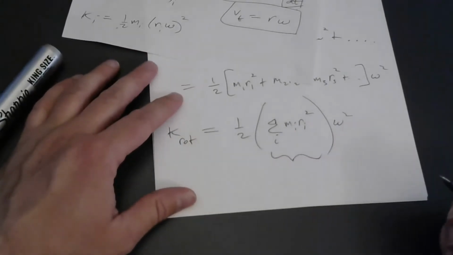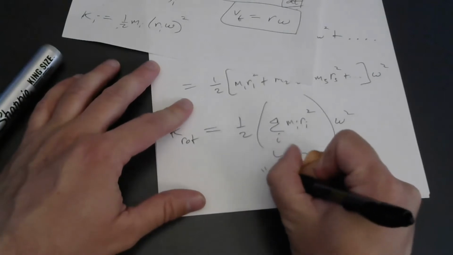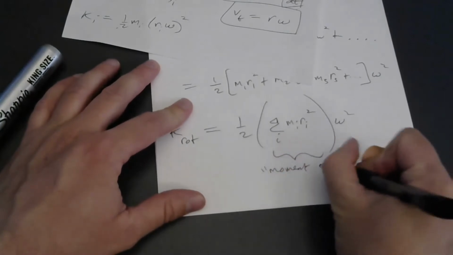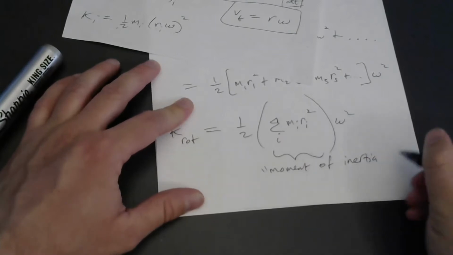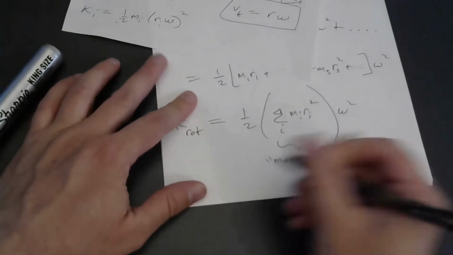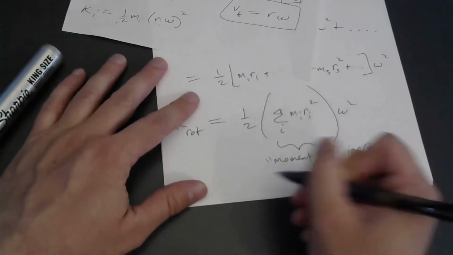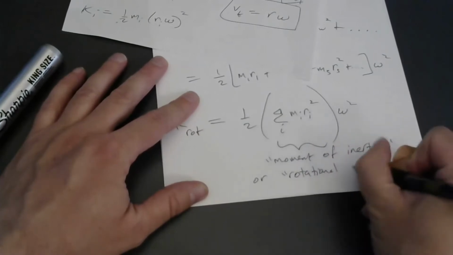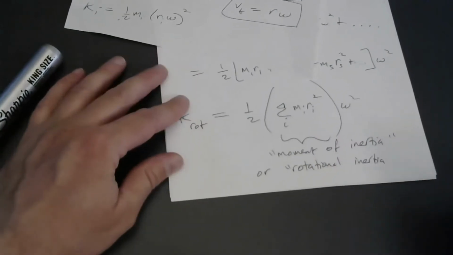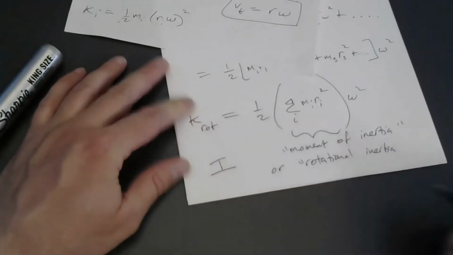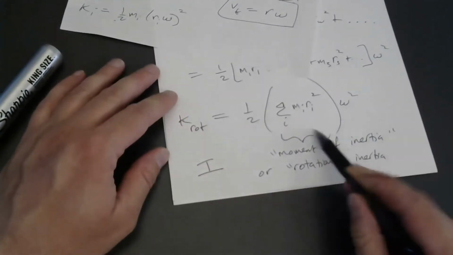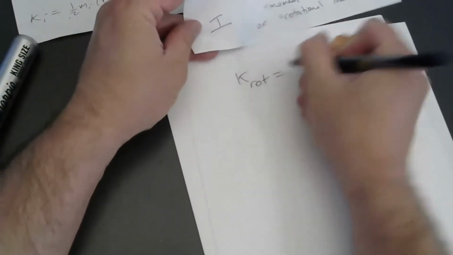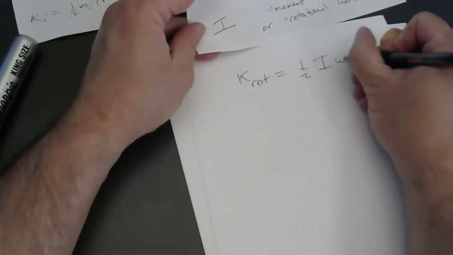Most books call this the moment of inertia. I like to call it the rotational inertia. It doesn't really matter, both labels are fine. And almost universally everybody uses the letter capital I for this quantity. And with that label, we can rewrite this even more compactly as K rotational is 1/2 times the moment of inertia times omega squared.